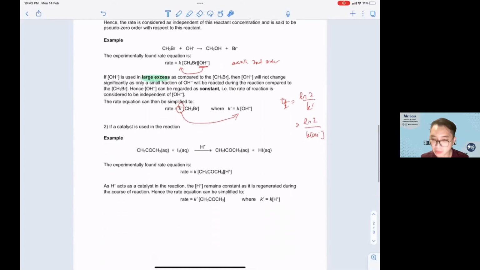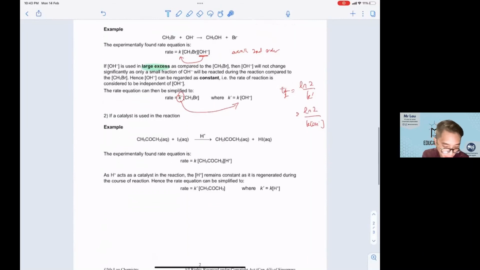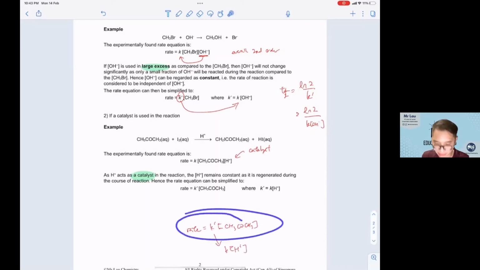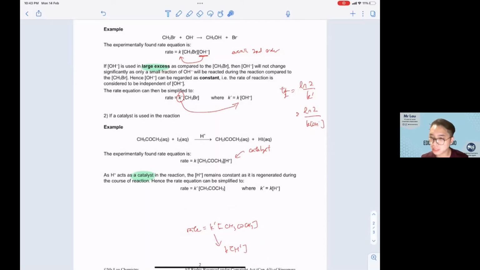Now, another scenario in which you can get a pseudo first order reaction is when one of the reactants is a catalyst, because you know a catalyst is not used up within the reaction. So for example, H+ is the catalyst. So if H+ is the catalyst, the concentration will remain constant throughout. We can rewrite that as k' [CH3COCH3], where your k' equals k[H+]. So now, once again, this becomes a pseudo first order reaction, and therefore all the rules pertaining to first order reactions can apply in this scenario.